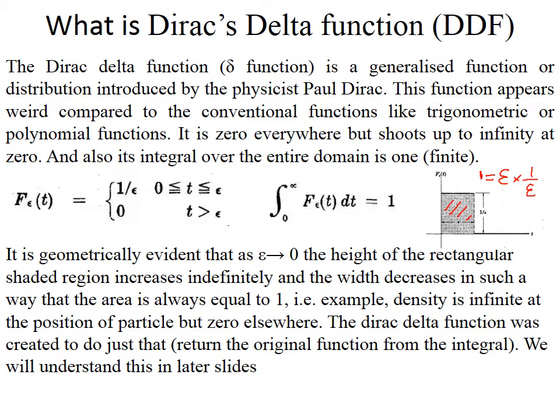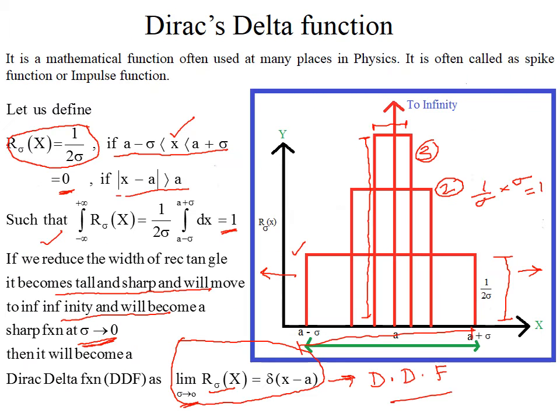The great physicist Paul Dirac devised this function. This function is 0 at every point, but whenever it reaches the desired point where we wish to find out the value of the physical quantity, it shoots up to infinity. Let us understand the mathematical equations written on this slide next.